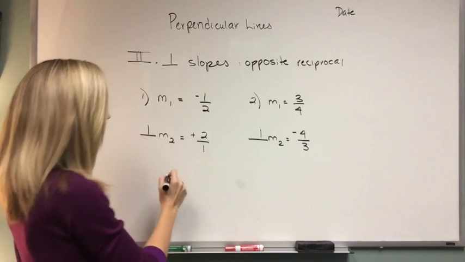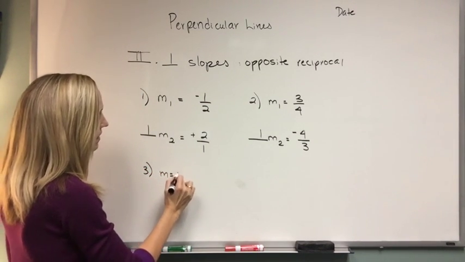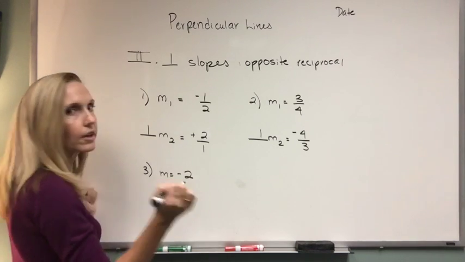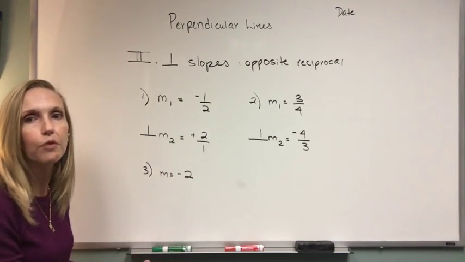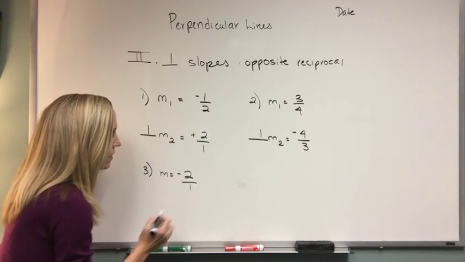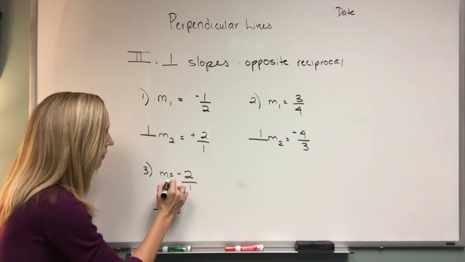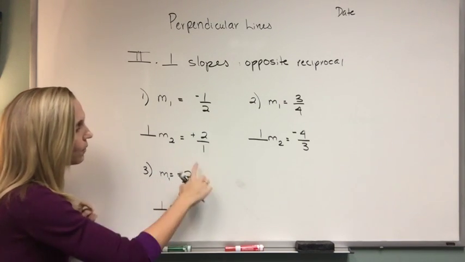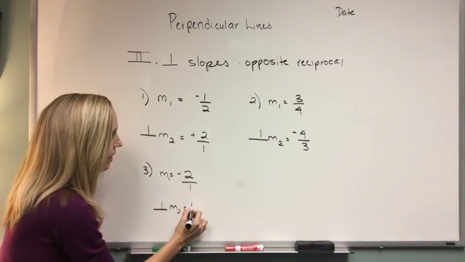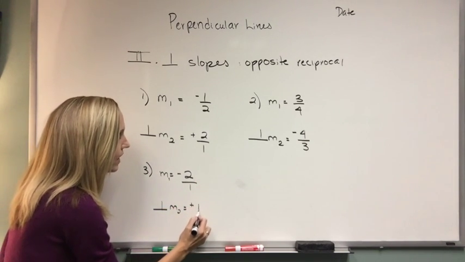Okay, now here's the hard one, number 3. What if my slope is -2? Well, as you all know, we always put slopes in fractional form. So go ahead and write a 1 underneath this, so that when you have your perpendicular slope, well, we know we have to take the opposite sign, so this is positive, and when I take the reciprocal, it's a lot easier to see that it really is 1/2.